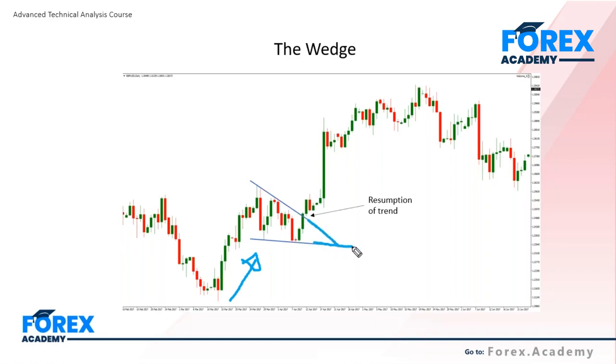And again, in exactly the same way as we dealt with in a triangle, the breakout confirms a resumption of the trend. Also, the breakout should occur in the 50 to 75% area of the formation of this particular pattern. So a wedge formation is simply a very similar formation to a triangle, except that the two lines run in the same direction and in an opposite direction to the primary trend.